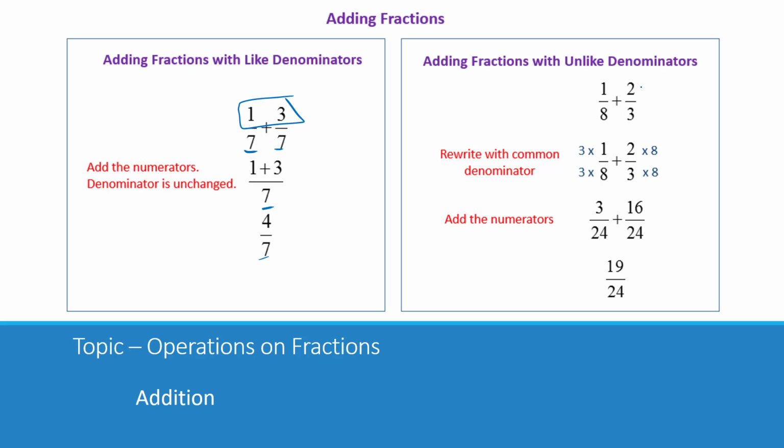The tricky part is when you don't have like denominators, so 1/8 plus 2/3, these denominators are not the same. So what we have to do is come up with a common denominator, like we were doing earlier on in part 1. We come up with a denominator that both of them would go into. In this case 8 and 3 both go into 24. So we multiply by 3 in order to change this fraction to 24. Notice my new fraction is 3/24. We multiply this one by 8, so our new fraction is 16/24, and then we can add those numerators together.